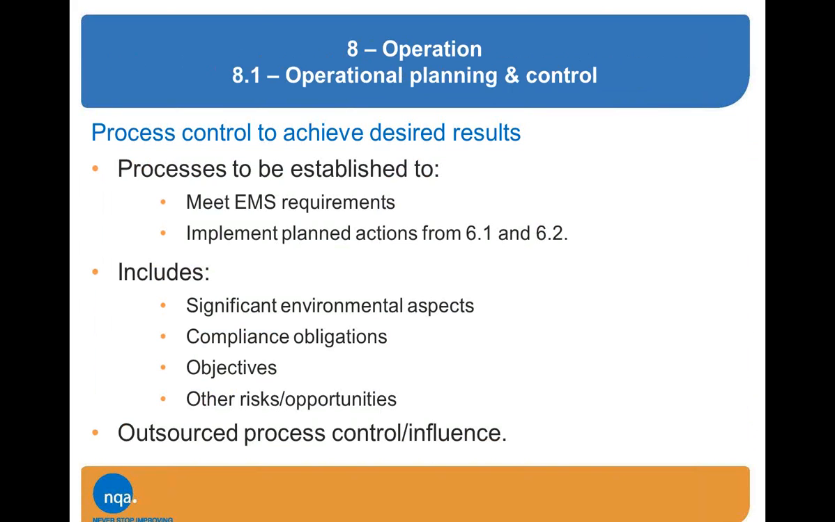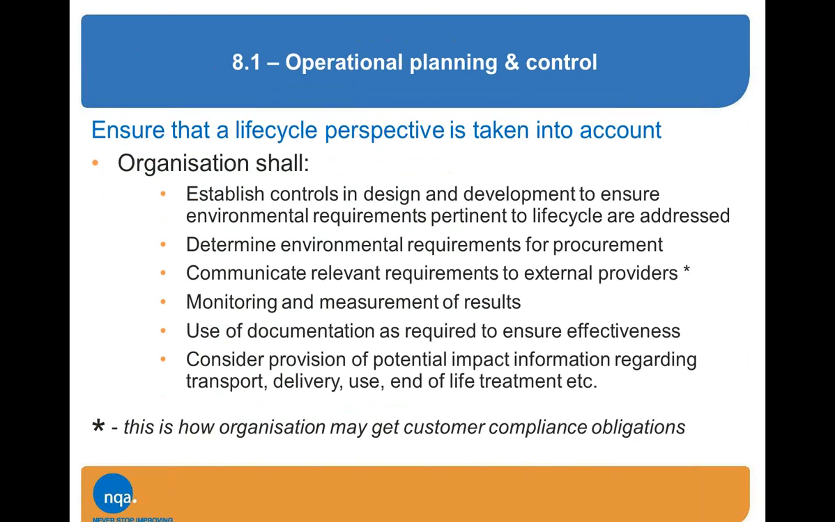So that's a little bit where we now start to think about purchase. So making sure that we have this life cycle perspective taken into account, so that we are also considering the controls that we place on our suppliers and our purchasing operations, we need to make sure that we have controls in place across a number of areas within the business. So we need to think about design and development, maybe looking at the life cycle of our products. We need to look at environmental requirements for procurement, communicate requirements to external providers.